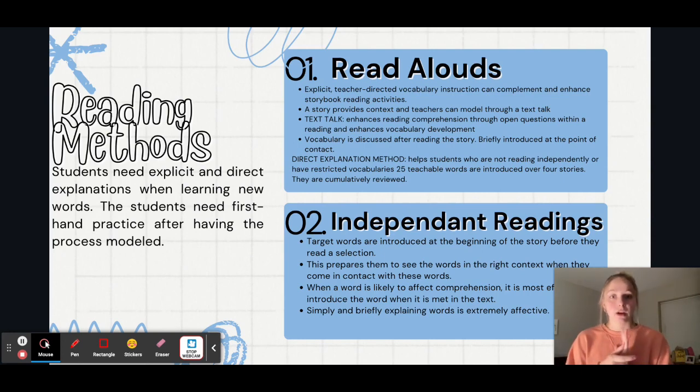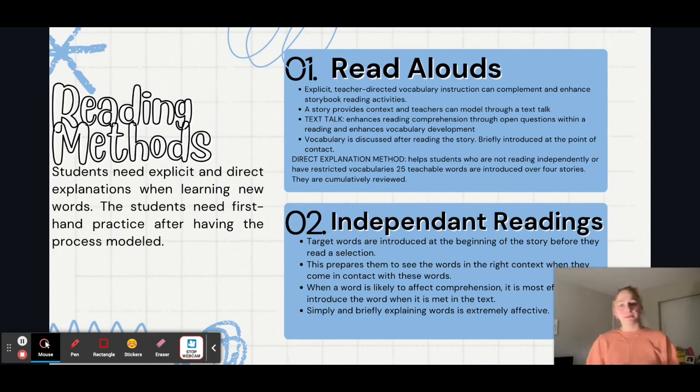During the text talk, we also see that the vocabulary is discussed after reading the story, but briefly introduced at the point of contact. So you want to ensure that you are not just going over the words at the beginning, but you really want to focus on it at the end of the story so that you can then open up the floor and say, okay, we read this sentence in this story. So now let's go back and see what this was entailing. What was this word saying? And you can really dive deep and talk about it in these discussions.